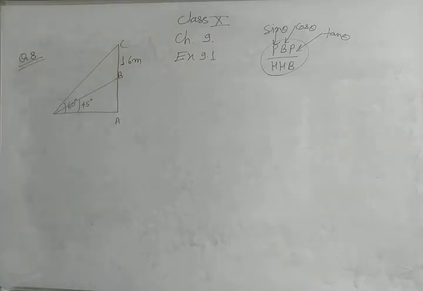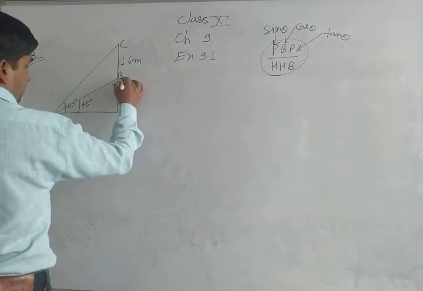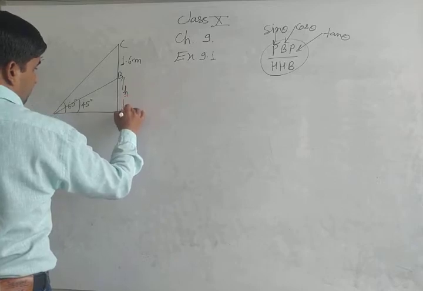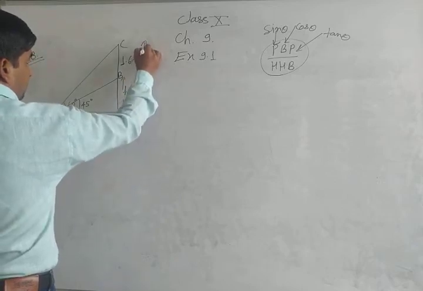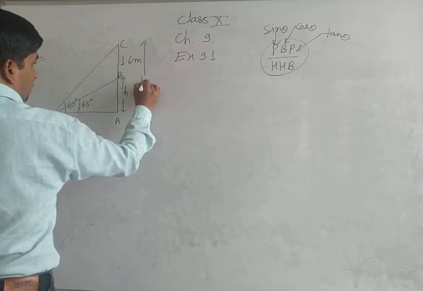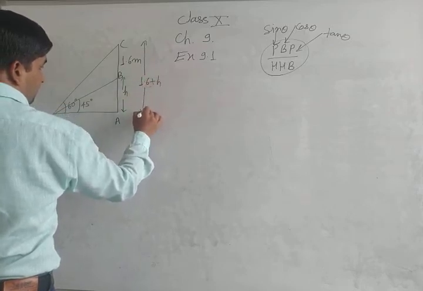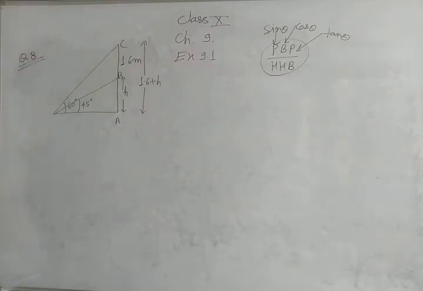Find the height of the pedestal. So we assume that height of this pedestal is h. Clear? And total height is 1.6 plus h. Clear?